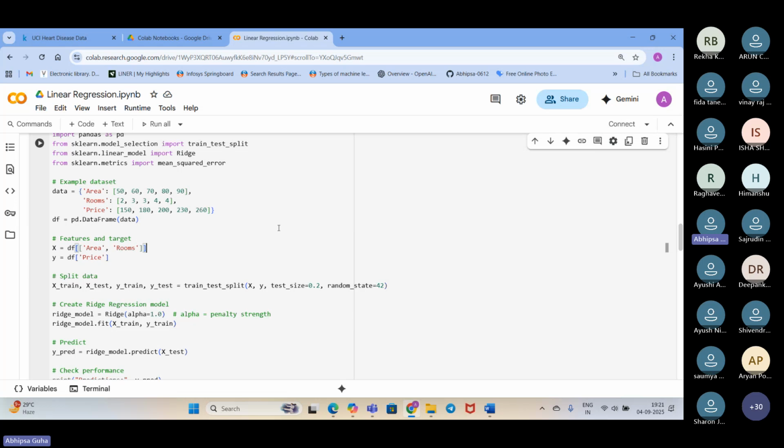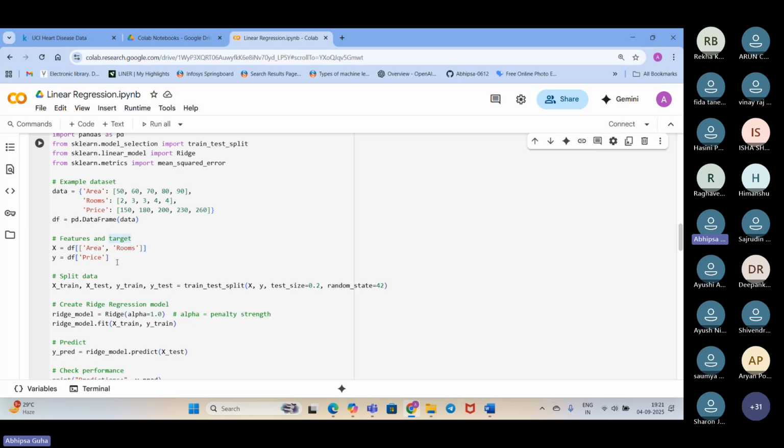We are dealing with multiple independent variables. For simplicity, we have taken two independent variables, area and room, and we have taken the price that we need to predict later. So price is the dependent variable and the independent variables are these two. As before, we take the values separately to give to the model.